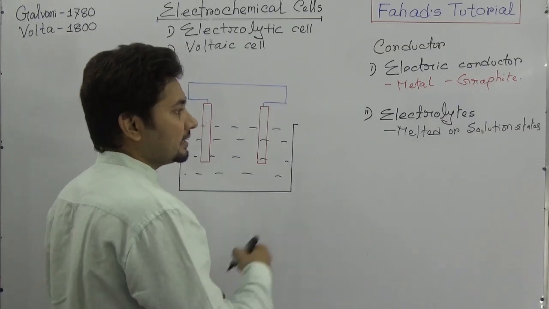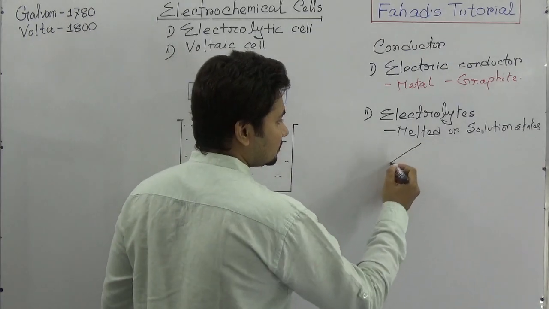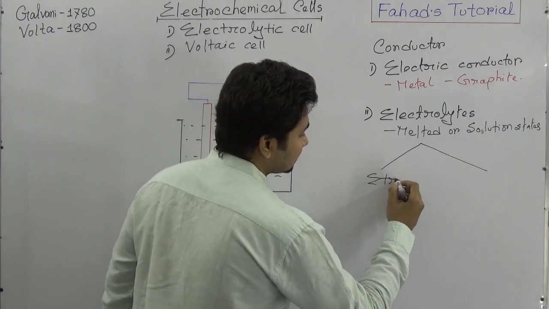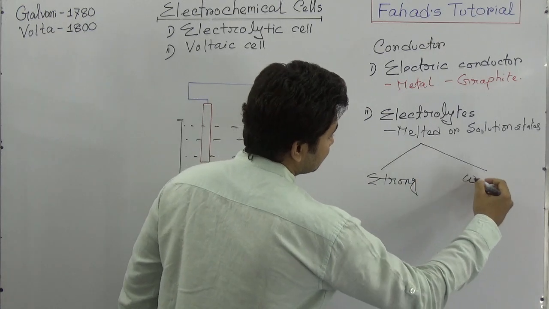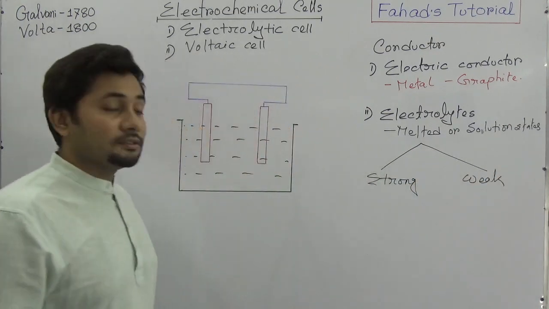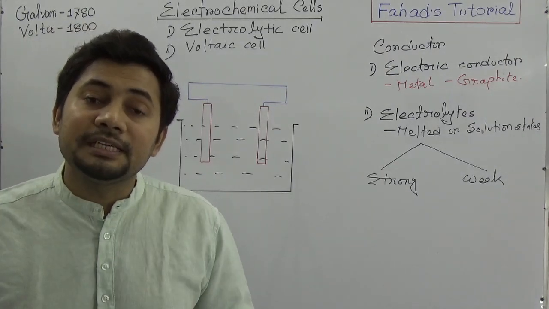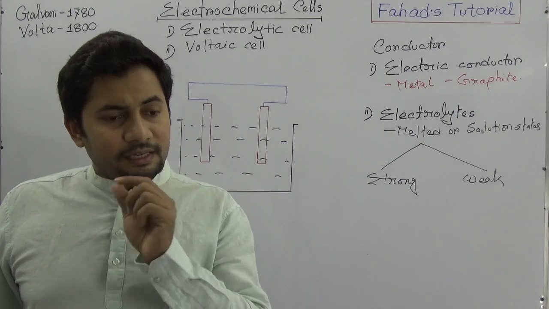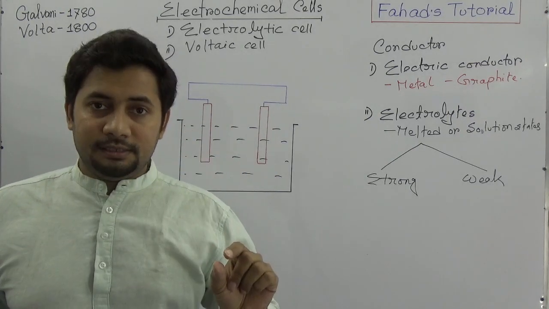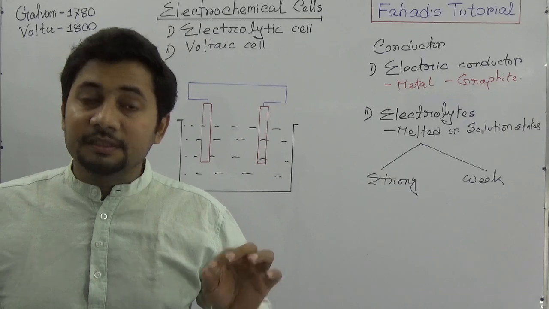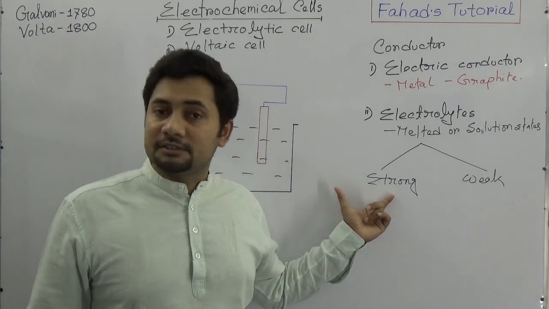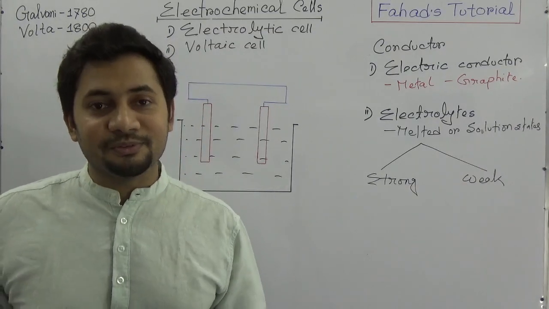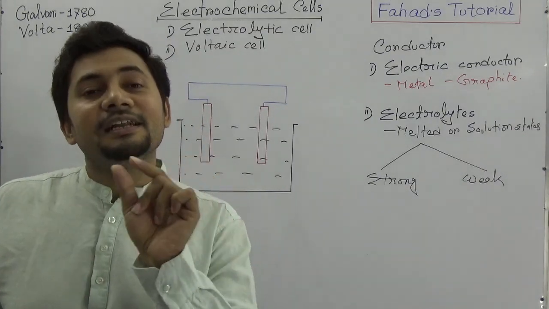Now electrolytes are of two types, strong electrolytes and weak electrolytes. What is the definition of strong electrolytes? Those electrolytes which ionize fully, 100%, are strong electrolytes. And similarly, weak electrolytes are those that ionize only a little.